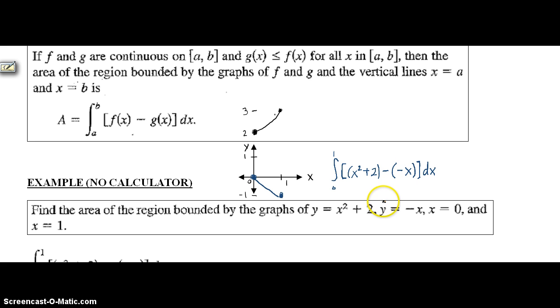And then in order to evaluate this definite integral, the first thing I would do is simplify my functions. So when I subtract a negative, that becomes a positive. So this turns into the integral from 0 to 1 of x squared plus x plus 2. And we really like that because it's a polynomial, which means we can use simple integration rules to finish.